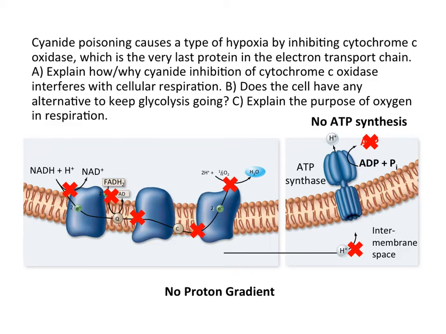For pyruvate oxidation, the main purpose is also to produce NADH and get the Acetyl-CoA so it can go into the Krebs cycle. So that will also stop. So the only thing that the cell will be able to do is glycolysis.